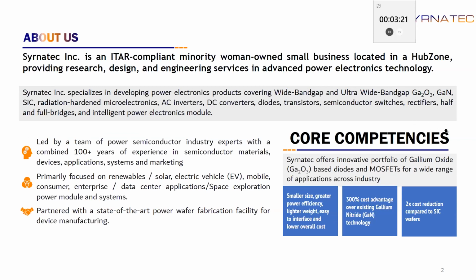Gallium nitride, currently the issue there is you really can't build anything more than 600 volts. It's not as power dense as silicon carbide. So you're really limited to low power solutions.